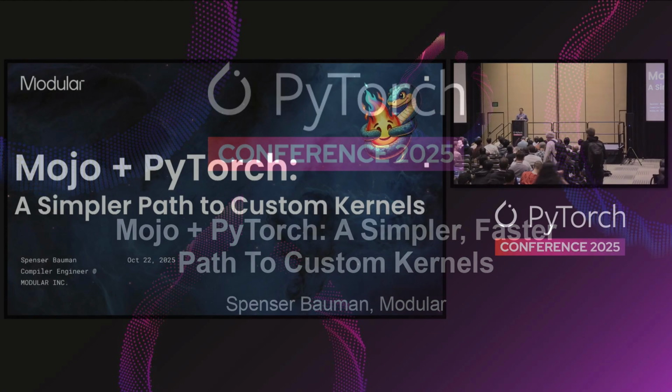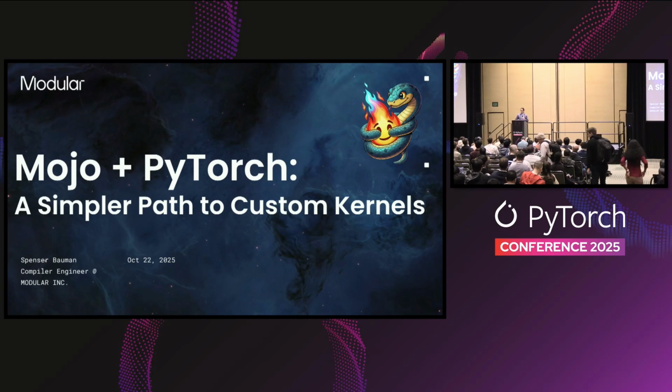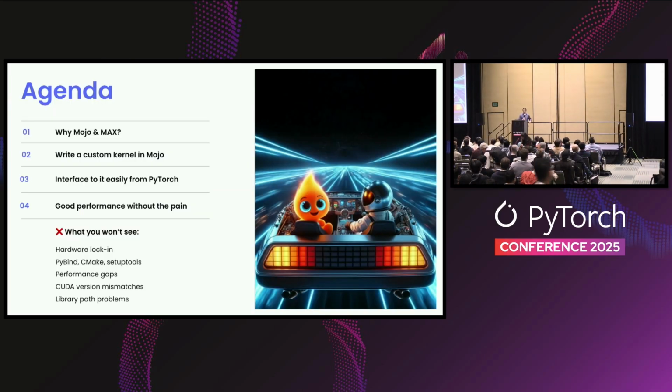I'm going to be talking a little bit about how to use Mojo to make your life easier when implementing PyTorch custom ops. The overall agenda here is I'm going to talk a little bit about first why Mojo, why MAX, what are these things, and why do we need yet another language for implementing kernels. I'm going to show you how to write a custom op in Mojo, then how to interface to that easily from PyTorch, and hopefully along the way convince you that this is a good thing you want to do from the perspective of performance and ease of development.